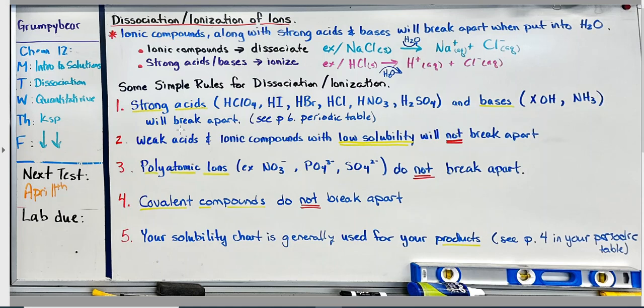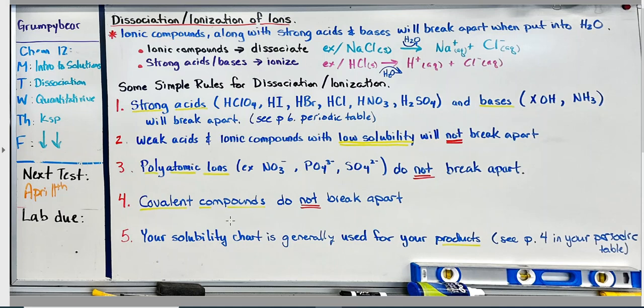So we've got some simple rules. Strong acids like iodic acid, bromic acid, chloric acid, these will break apart, as well as strong bases, which are found at the bottom. Weak acids and ionic compounds with low solubility do not break apart, not under normal circumstances anyways. Polyatomic ions don't break apart. You keep them as whole pieces.